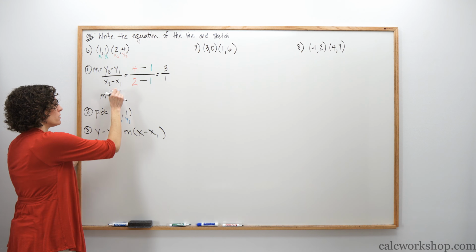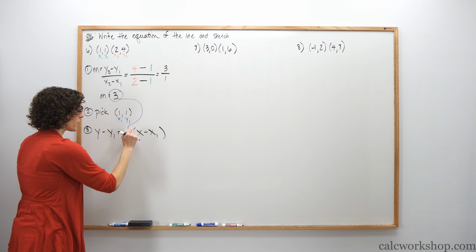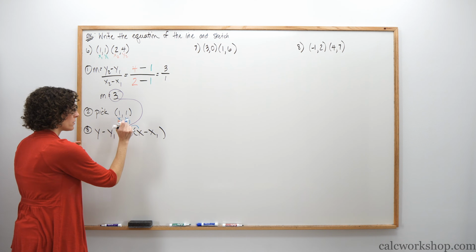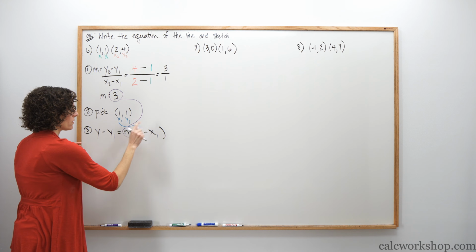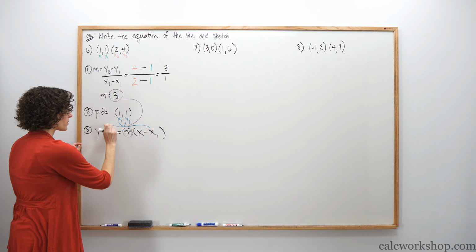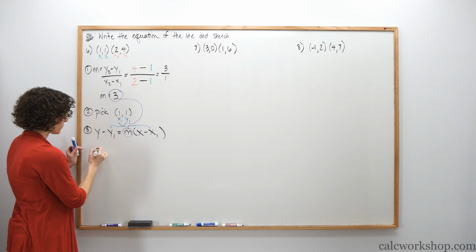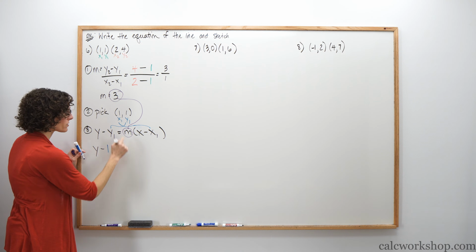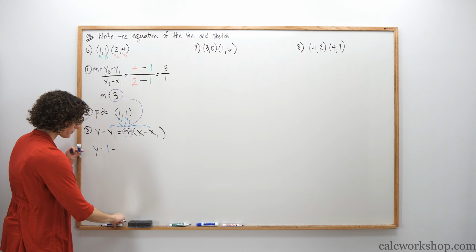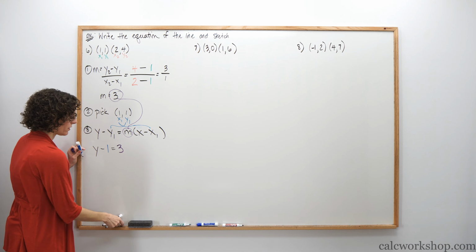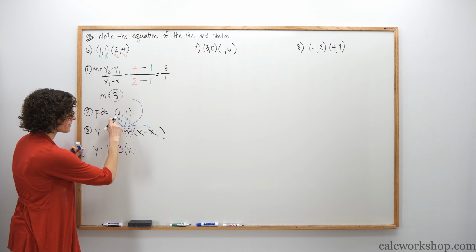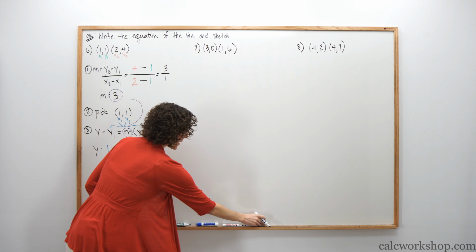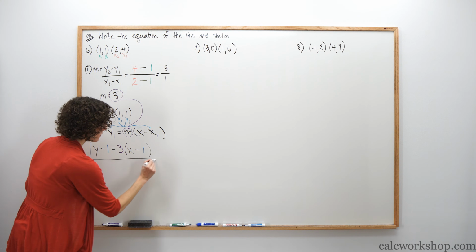And here's our m. And we're going to plug it in. And we have x1, and we have y1 that go in as well. So y minus y1, which is 1, equals m, which we know is 3, times the quantity x minus x1, which is 1. Now, we wrote the equation of the line, and we're feeling pretty good about it.